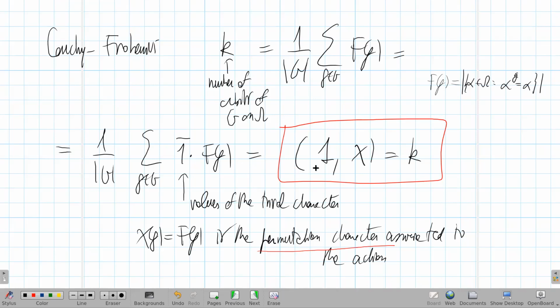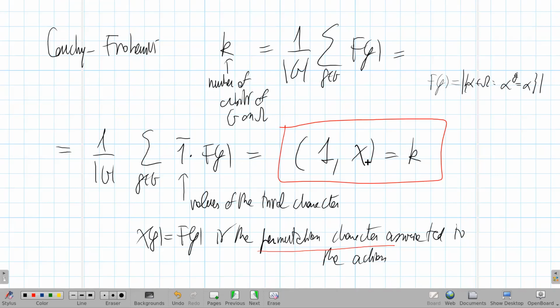We find that this is nothing else but the inner product of the trivial character with chi, the permutation character. Same thing as saying number of fixed points. So if you take this inner product, you find the number of orbits of G on omega. And what does this mean? If you take an irreducible character, remember this is the trivial character, so it's a linear character, linear meaning that its value on one is one. Of course, its value is one on everything. So this is an irreducible character.